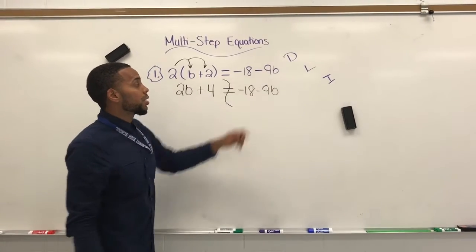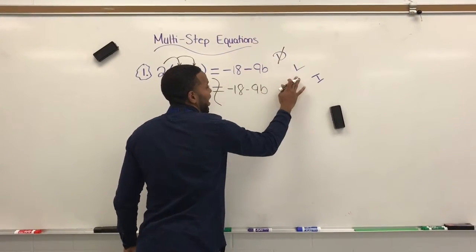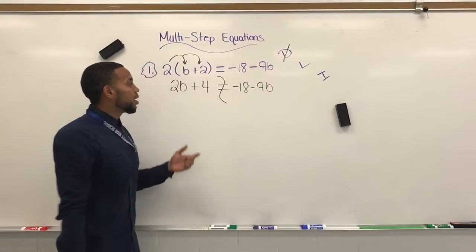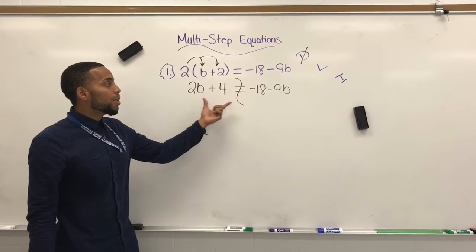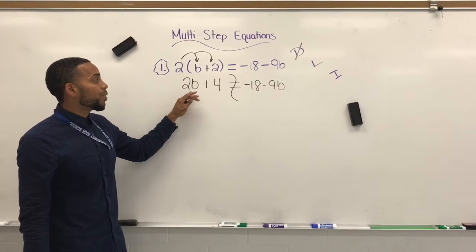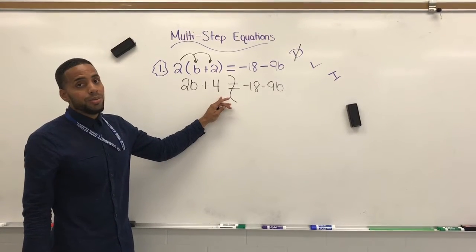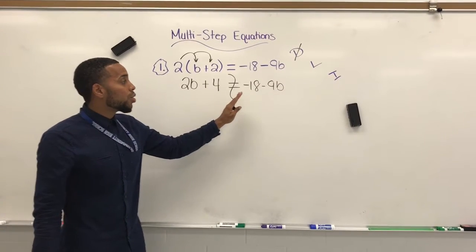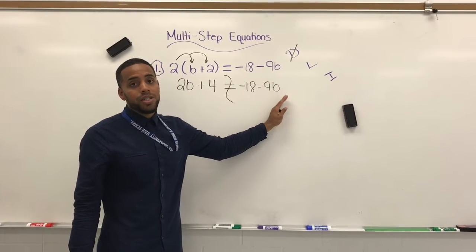Now we're done distributing. So I cross this out and I look for like terms. The like terms that I look for must be on the same side. As you can see, I have a term with a variable and a constant term. They are not alike. I look on my right side, same situation.